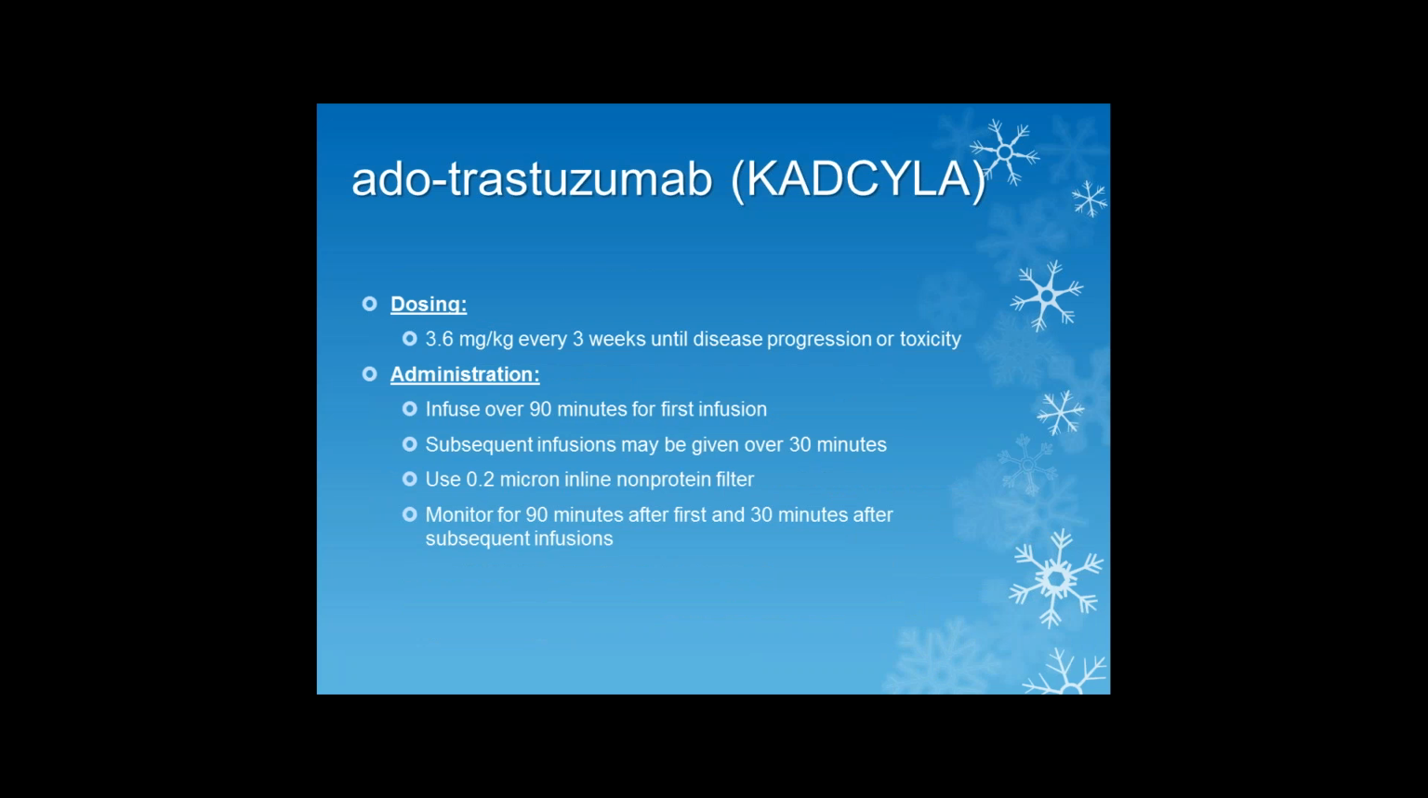So dosing for this one is pretty straightforward. So 3.6 mg per kg every 21 days until disease progression or toxicity. That first infusion should go over 90 minutes, and then again, if it's tolerated well, subsequent infusions can be given over 30 minutes.